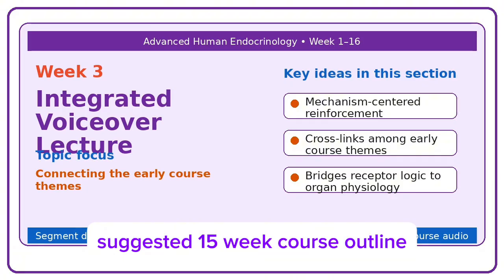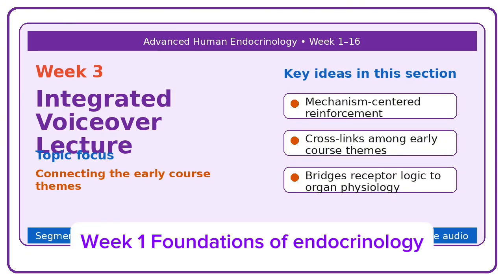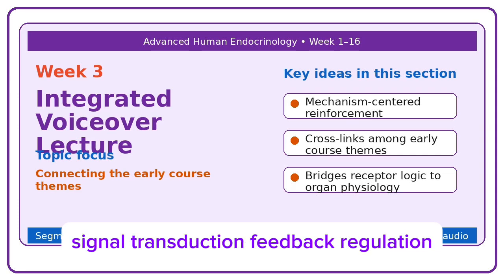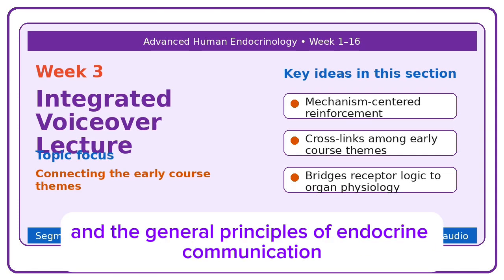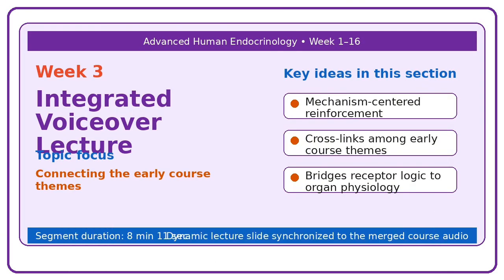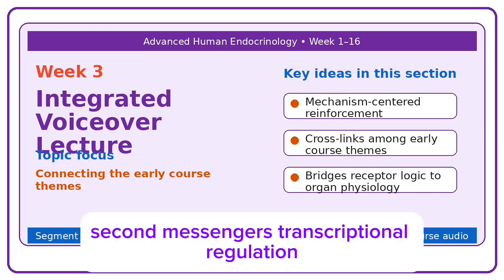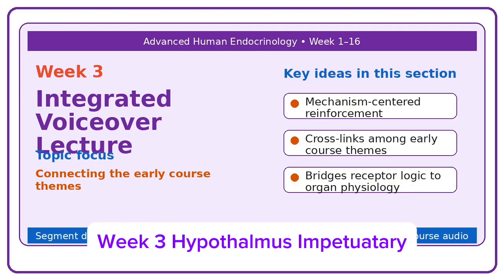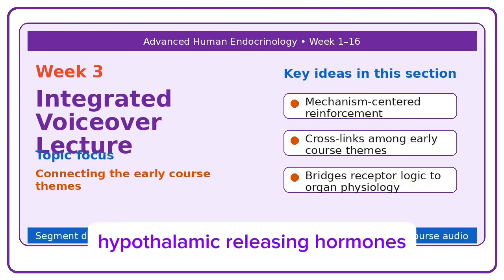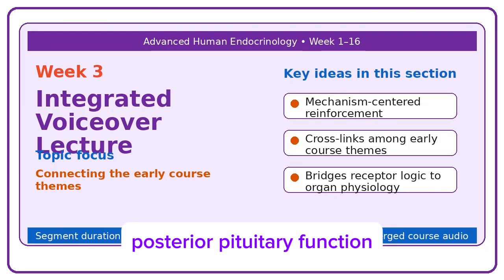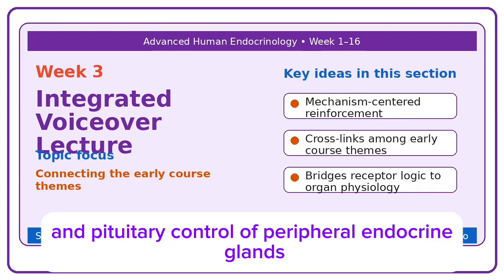Suggested 15-week course outline. Week 1, Foundations of Endocrinology: overview of hormone classes, receptors, signal transduction, feedback regulation, and the general principles of endocrine communication. Week 2, Hormone action and endocrine signaling: membrane receptors, nuclear receptors, second messengers, transcriptional regulation, and mechanisms of endocrine responsiveness and resistance. Week 3, Hypothalamus and pituitary: neuroendocrine integration, hypothalamic releasing hormones, anterior pituitary regulation, posterior pituitary function, and pituitary control of peripheral endocrine glands.